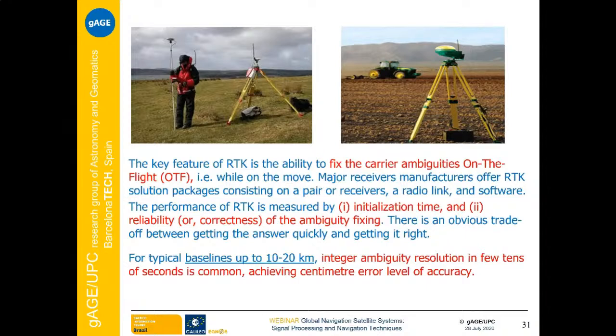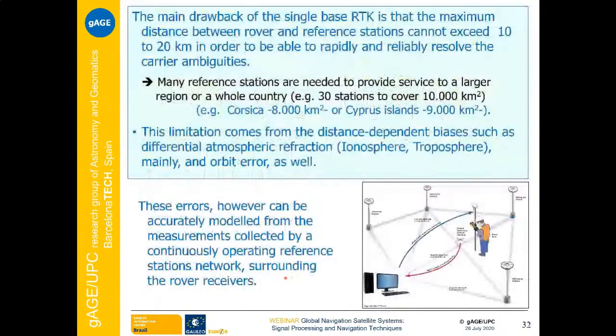Typically, for baselines between 10 and 20 kilometers, we can fix the ambiguity and achieve the highest accuracy, centimeter level, in a few tens of seconds. It depends on the satellite geometry, but in 10, 20, 30 seconds, we can achieve this high accuracy.